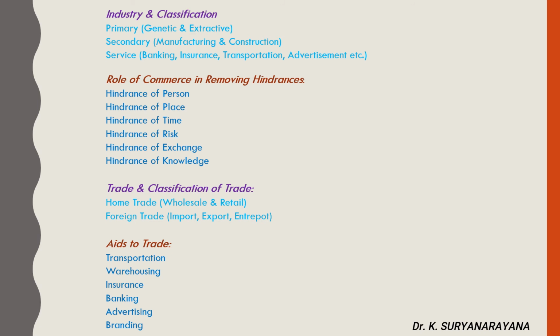Home trade is subdivided into two types: wholesale and retail. Wholesale trade deals in goods that are bought from the producers or manufacturers. These goods are sold to the retailers in small quantities. For instance, a wholesaler doing business in shoes would provide only this product and will be engaged in purchasing and selling shoes only.